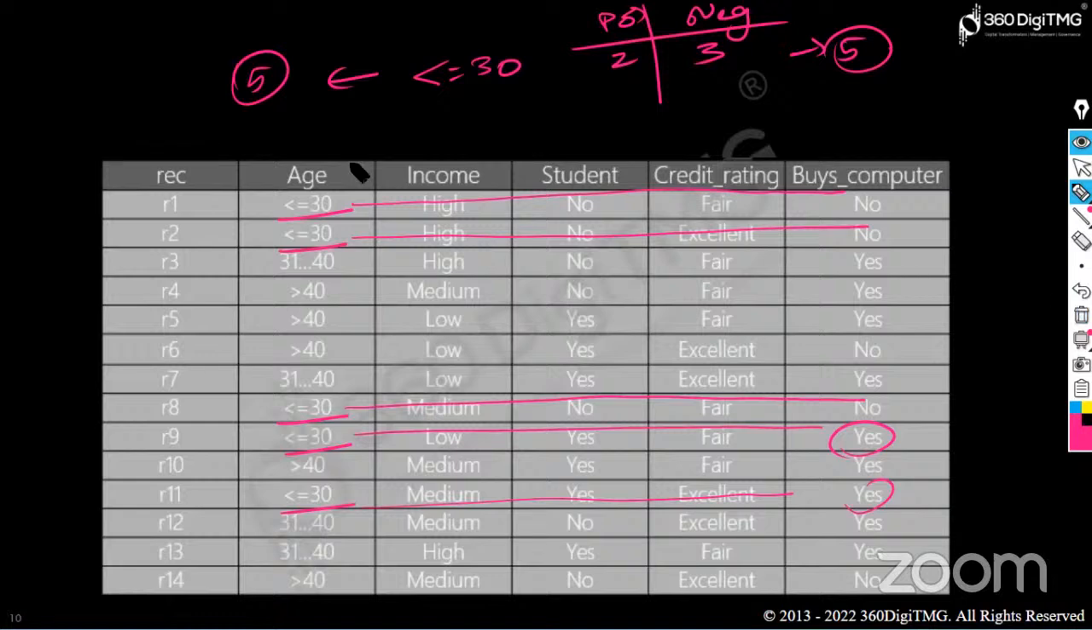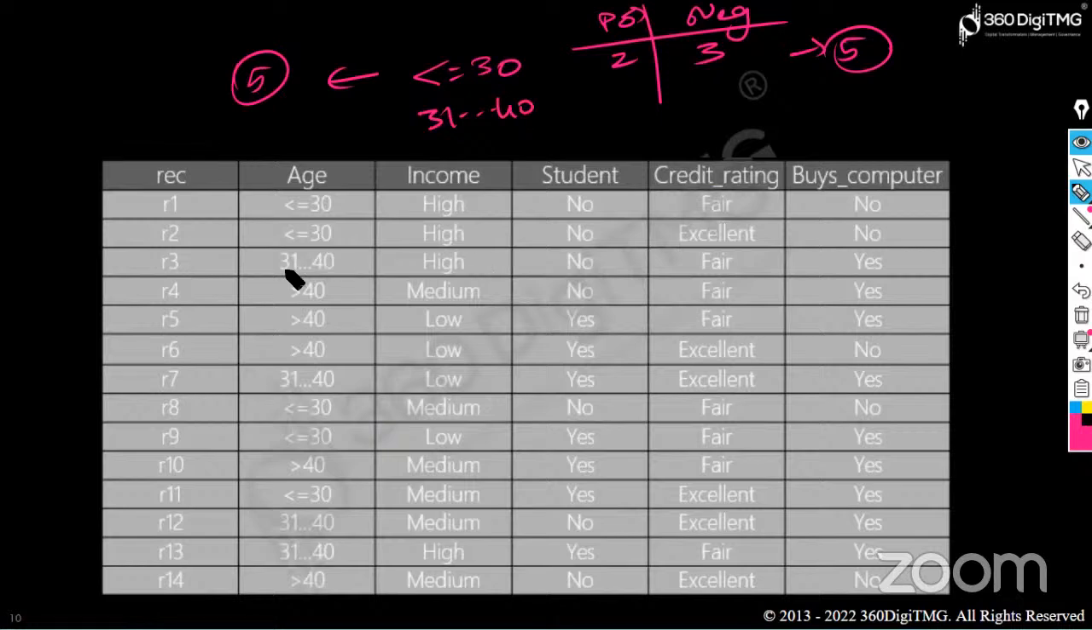So like the same, when you consider the next parameter, 31 to 40, how many are there? 1, 2, 3, 4. So 4 are there. Out of which this is yes, this is yes, this is yes, and this is also yes. So out of 4, 4 is yes and 0 is no.